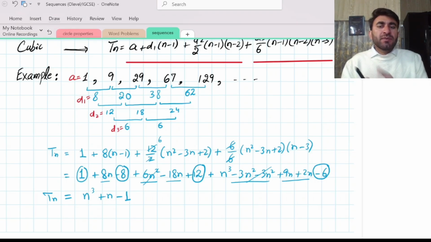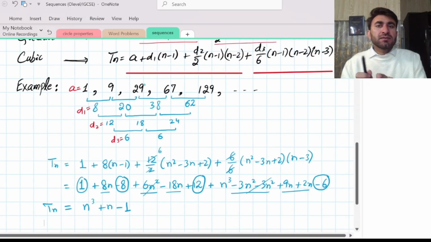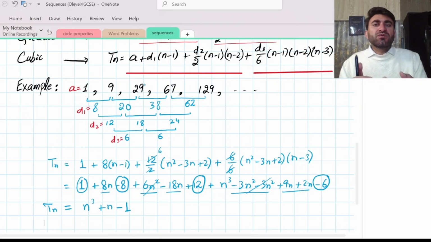This was one method which requires a lot of simplification, but its formula is a little easier than the next method. In the next video, we are going to discuss another formula for the cubic sequence.